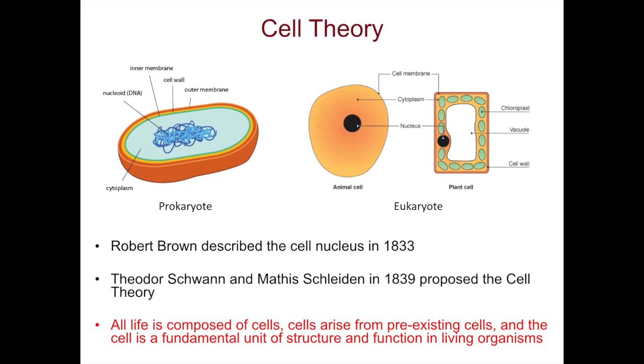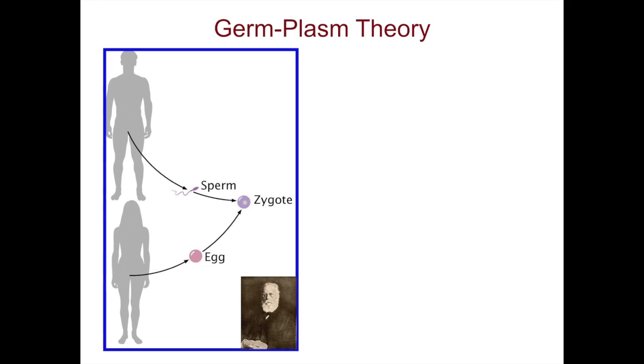The cell theory states that all life is composed of cells, that cells arise from pre-existing cells, and that the cell is the fundamental unit of structure and function in living organisms. This led in part to the development of the germ-plasm theory by August Weismann, who lived from 1834 to 1914.